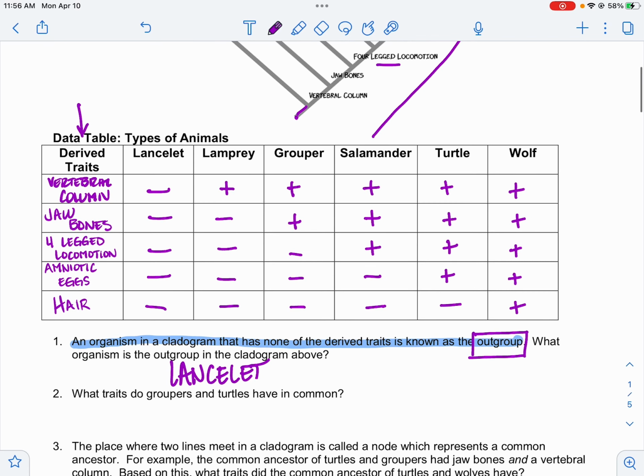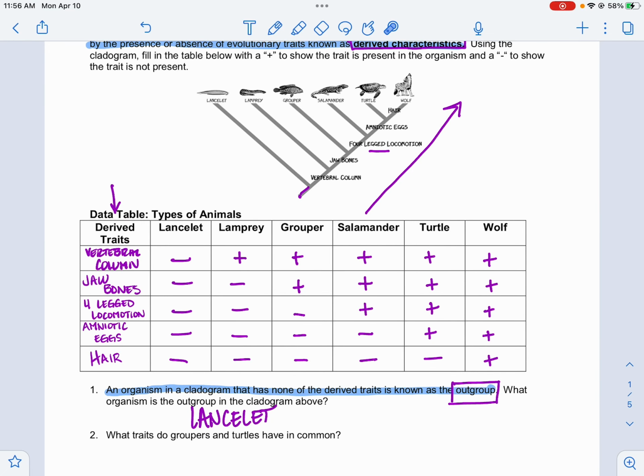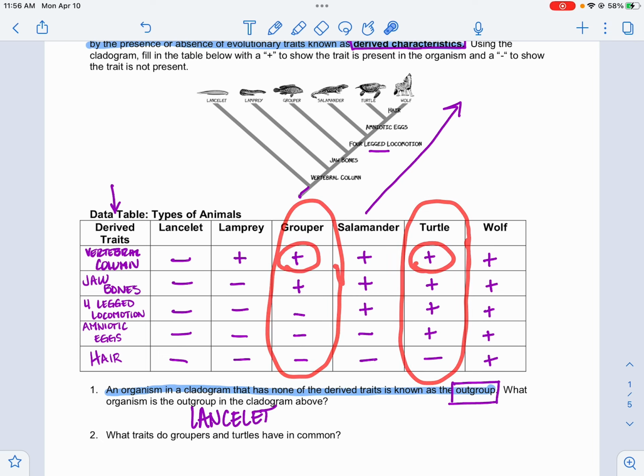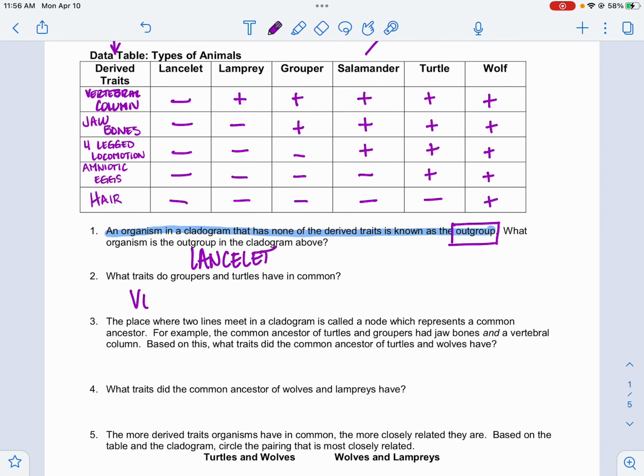What traits do groupers and turtles have in common? So you can look either at the cladogram or you can look at your chart. We've got groupers here, which is a kind of fish, and we've got turtles over here. What do they have in common? They got two things, right? Vertebral columns or spinal cords and jaw bones. So I'll fill that into number 2. And jaw bones.